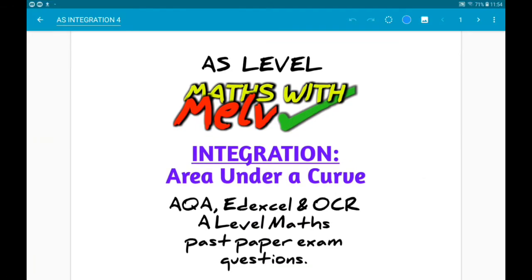Hey there guys, here we are looking at integration AS level maths exam questions involving area under a curve. These questions are quite tricky. We have a 4, 5, 8 and 10 mark question, so pretty big and tricky. Let's go.